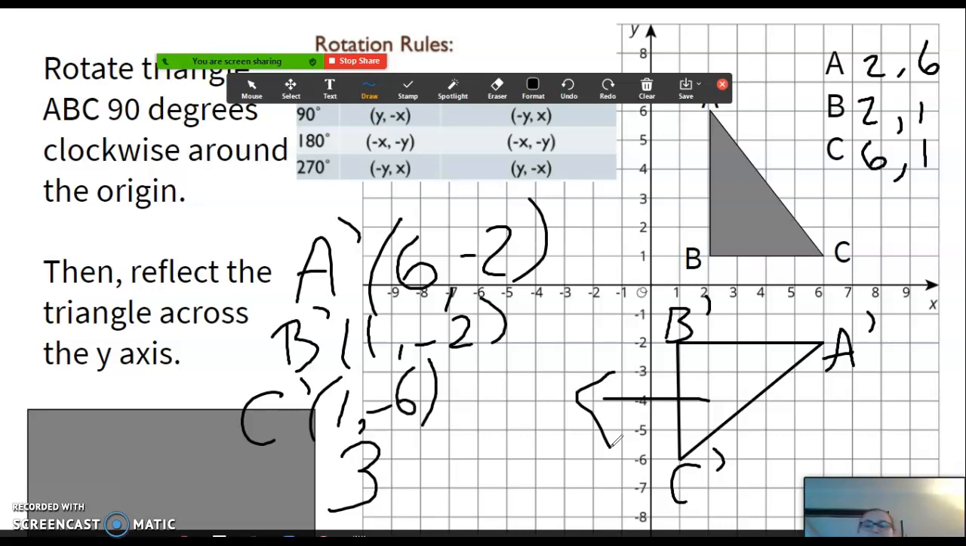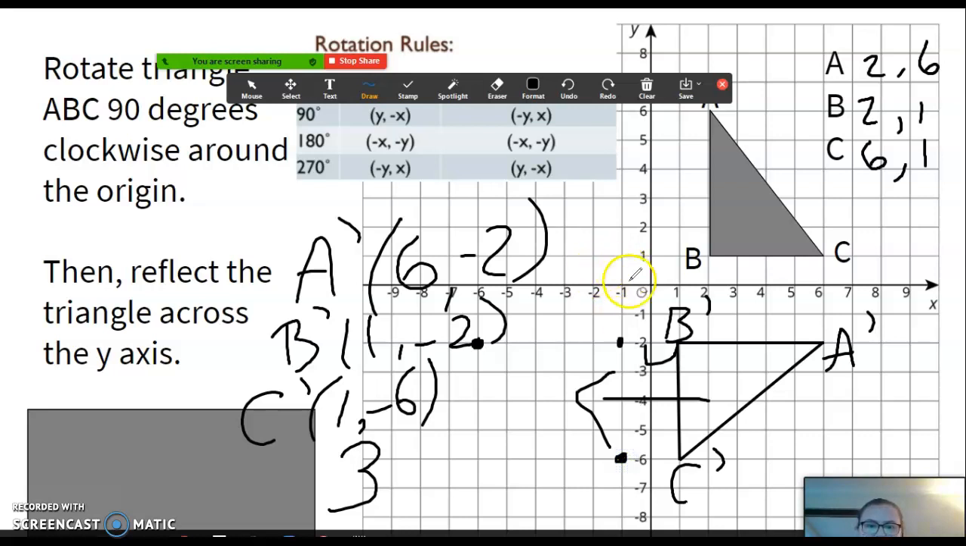So now I am going to reflect by changing the x values to the opposite. So now I'm going to have (negative 6, negative 2), (negative 1, negative 2), (negative 1, negative 6). Also, when you reflect, each point is the same amount away from the line of reflection, which is the y-axis. So B is 1 away, so the new B point will be here. A prime is 6 away, so the new A prime is going to be right here. And C is 1 away, so the new one is going to be right here.